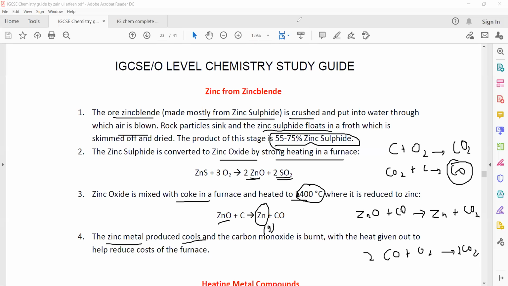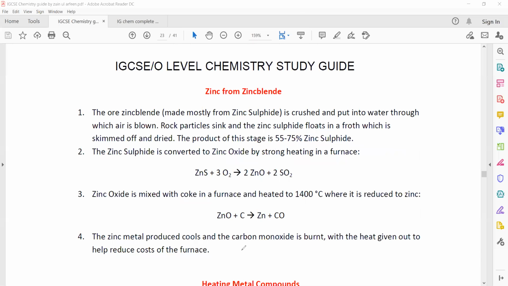Is it clear, this process of extraction of zinc from zinc blende? Any doubt in this? No, sir. So copy this. In the exam, you will find a question related to extraction of zinc, so you should be able to answer.